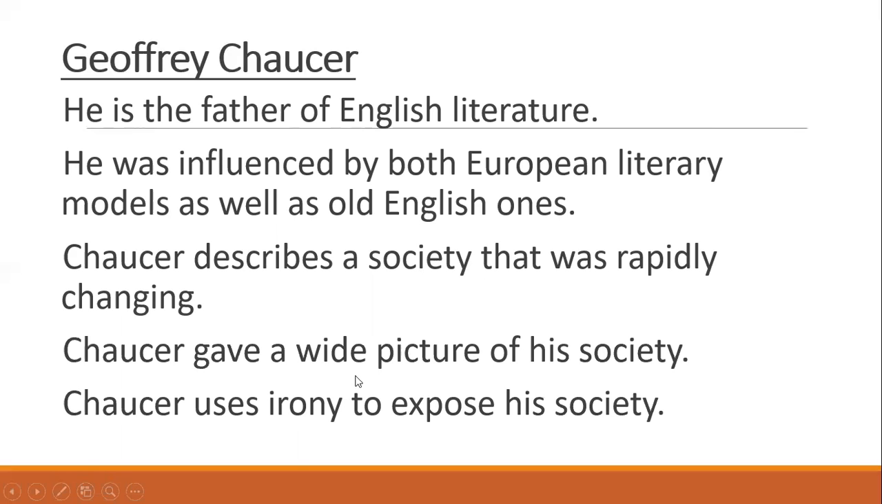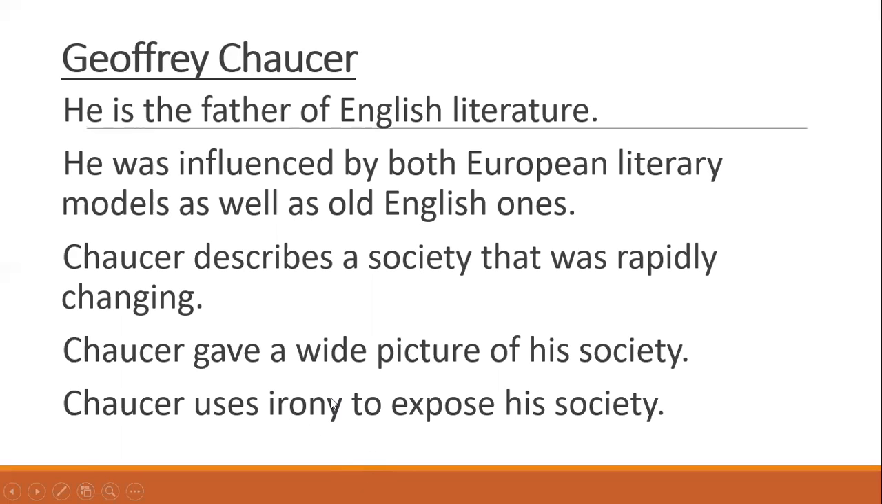We will understand this in a second when we go into his work. You should know the word irony. We will discuss it later. And to expose his society. Chaucer was very, very famous for his irony, guys.